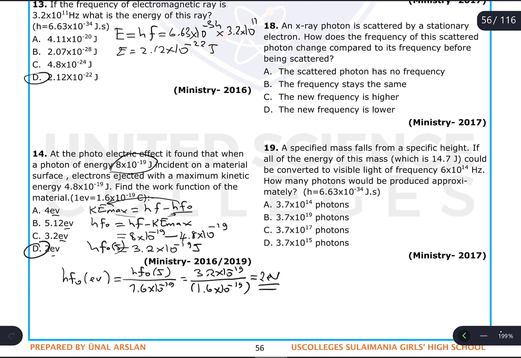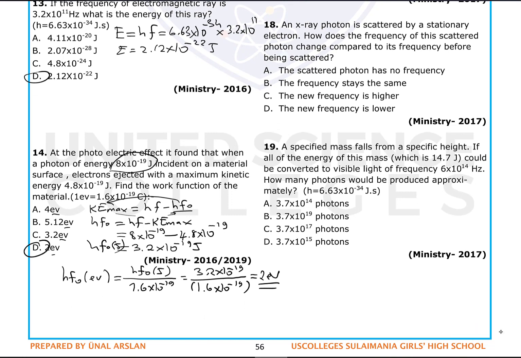Question number 18. An X-ray photon is scattered by a stationary electron. This is talking about the Compton shift. How does the frequency of the scattered photon change compared to its frequency before being scattered?